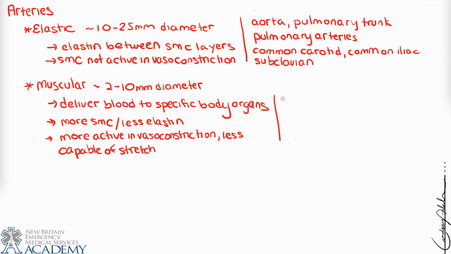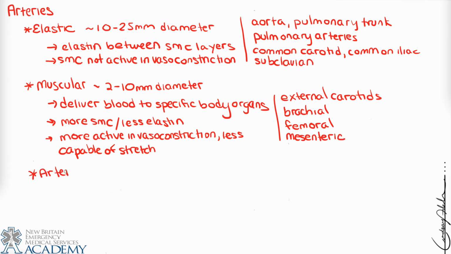Some examples of muscular arteries include the external carotid arteries, the brachial arteries, the femoral arteries, and the mesenteric arteries. And then the last type of artery, sort of artery, I guess, that we want to talk about is arterioles. They're like little mini arteries, and they can be about 0.01 to 0.1 millimeters in diameter. So now we're getting very, very, very small.